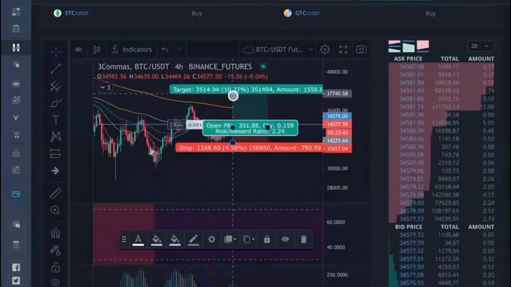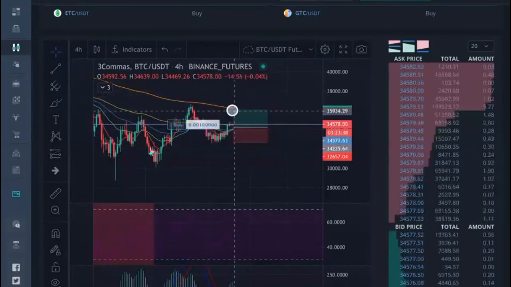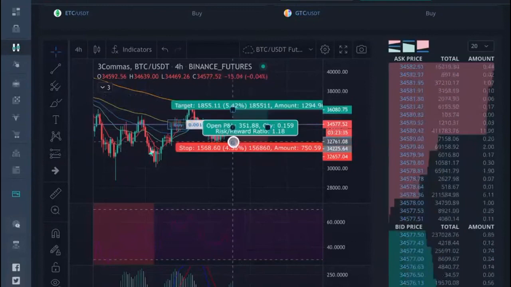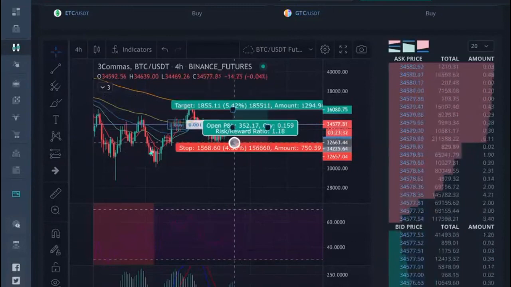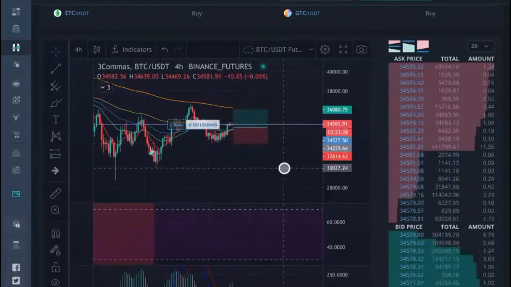We can set up a reasonable take profit here at the 200 EMA. That looks all right. And then our stop loss would be below that point.